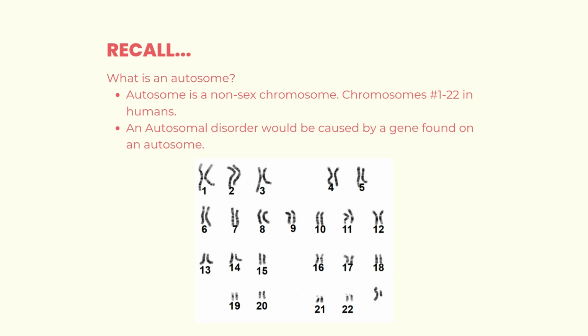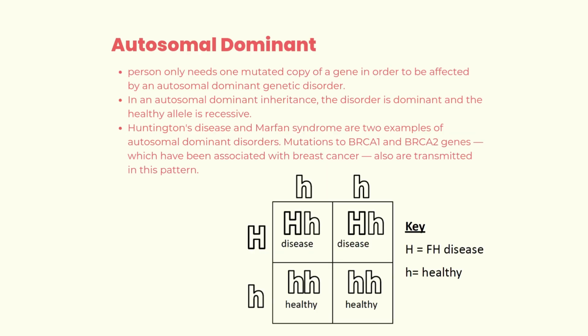As we get into more detail on autosomal recessive and dominant, let's look again at what an autosome is. It's a non-sex chromosome, so chromosomes 1 through 22. So looking at that karyotype, you'd see the first 22 would be autosomes. So if there is a mutation to any of the chromosomes 1 through 22, then that would be an autosomal disorder. So for an autosomal dominant, again, this person only needs to have one mutated copy of a gene in order to be affected by this autosomal dominant genetic disorder.